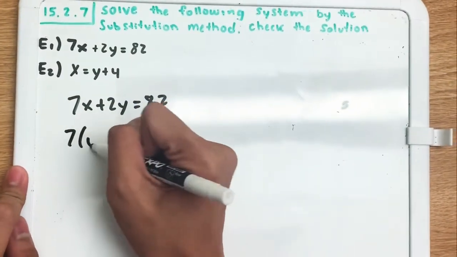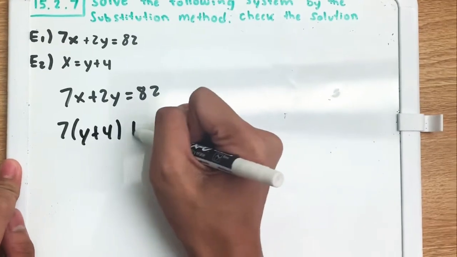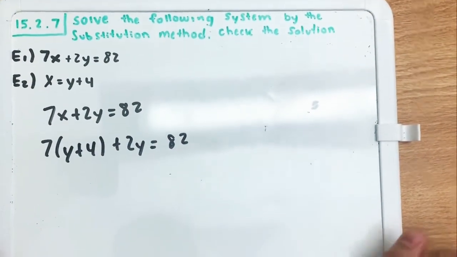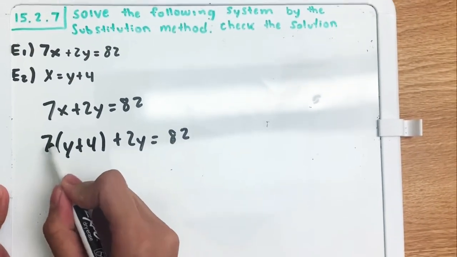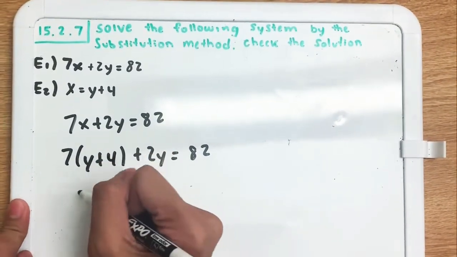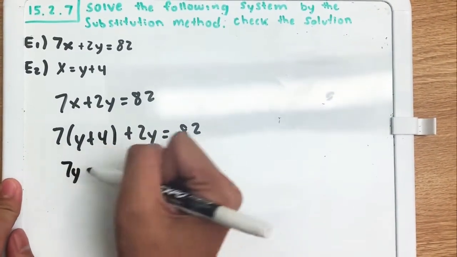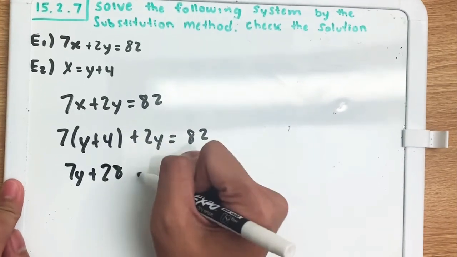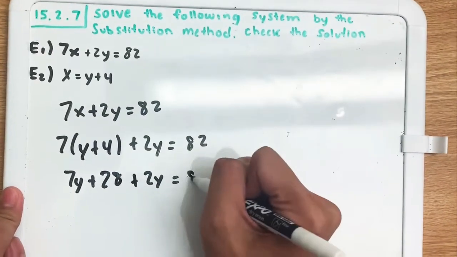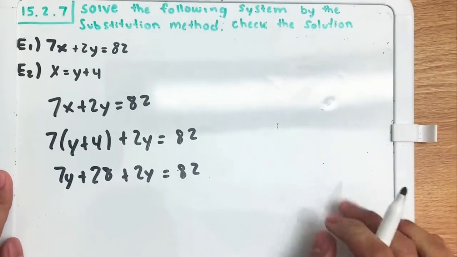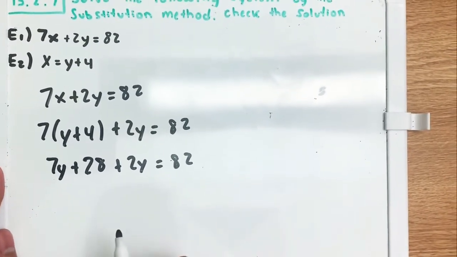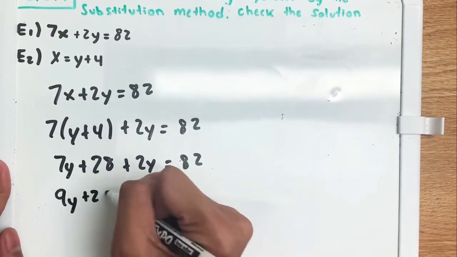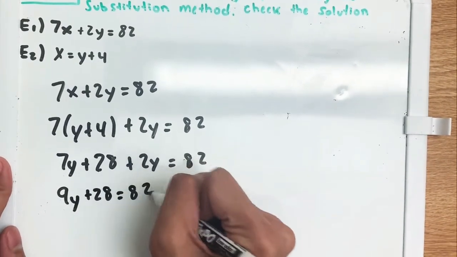So 7 times (y plus 4) plus 2y equals 82. We're going to use the distributive property. So what that means is this 7 is going to go to y plus 4, and 7 times y equals 7y. 7 times 4 equals 28, plus 2y equals 82. Now we're going to combine like terms. The only like terms we see right now are the 7y and the 2y. So 7 plus 2 gives us 9y plus 28 equals 82.